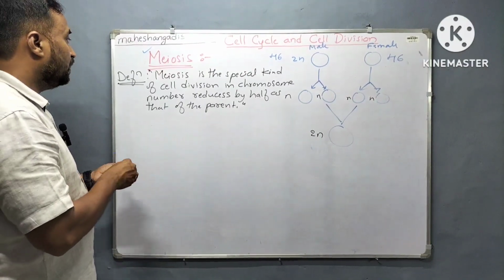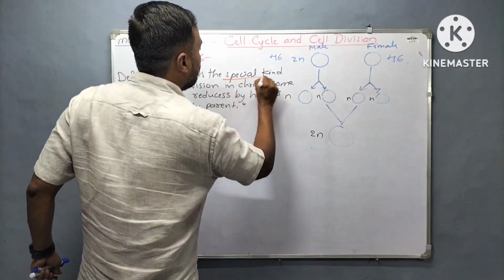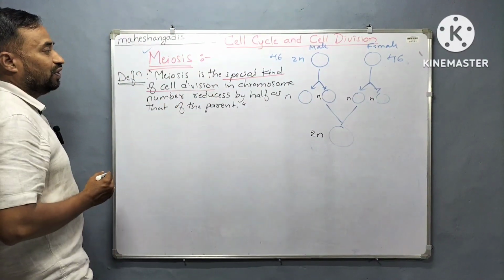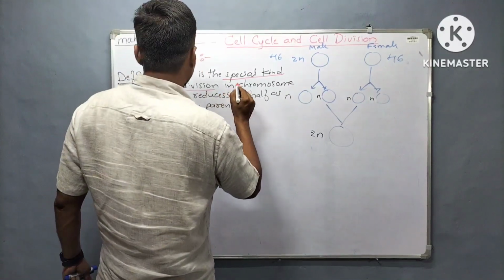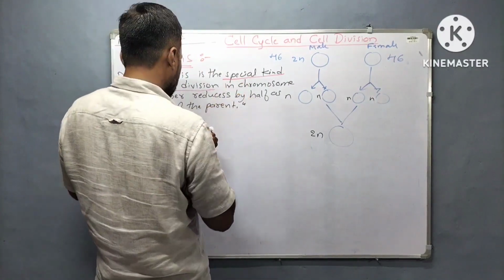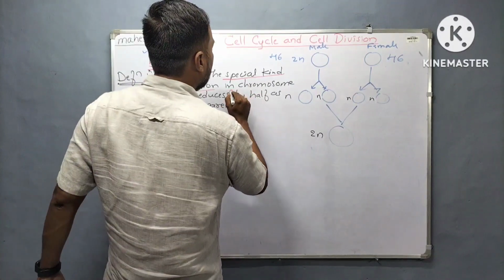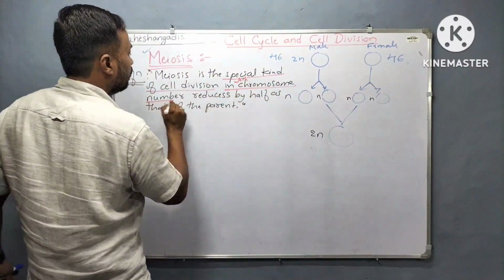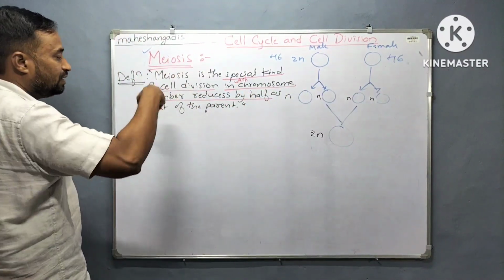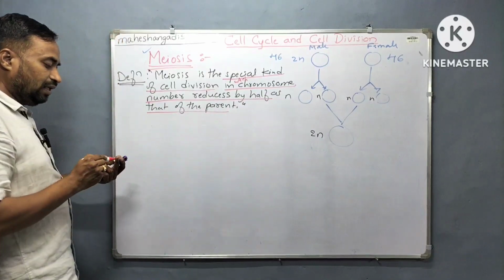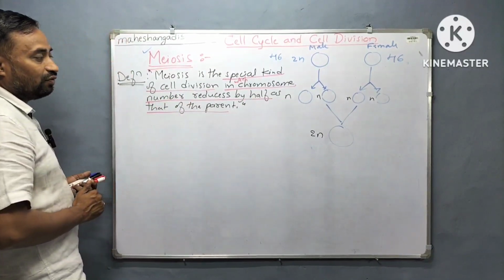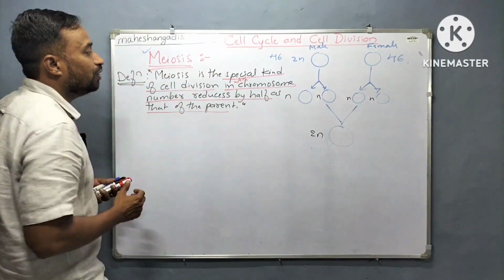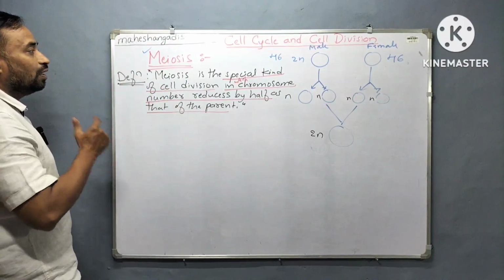Let me repeat it. See here, meiosis is a specialized kind of cell division in which chromosome number is reduced by half as that of the parent cell. The parent cell has a diploid set of chromosomes. Here the chromosome number is getting reduced to half. This is what meiosis is.